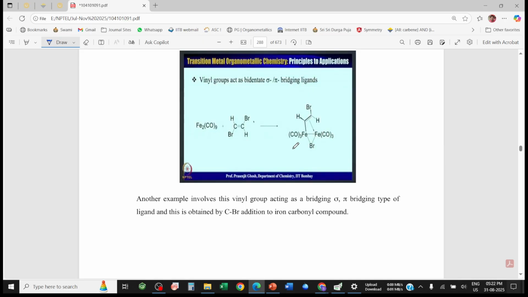So this is an example where you can see that the sigma bonding, that is this carbon to iron, is happening, whereas this pi orbital also participates in the sidewise bonding with the other iron. So this is a phenyl group which will act as a sigma pi bridging ligand. So this is also an important reaction or example of sigma pi bridging.